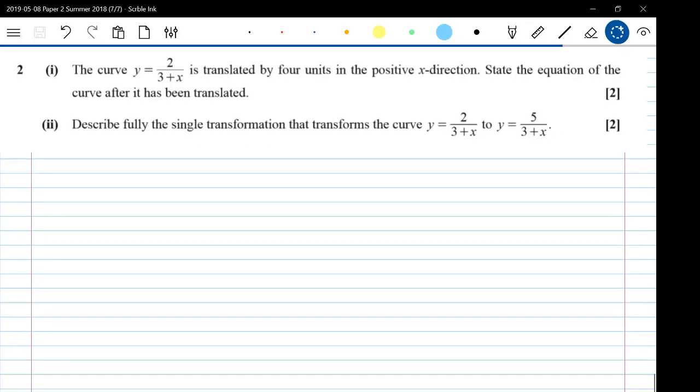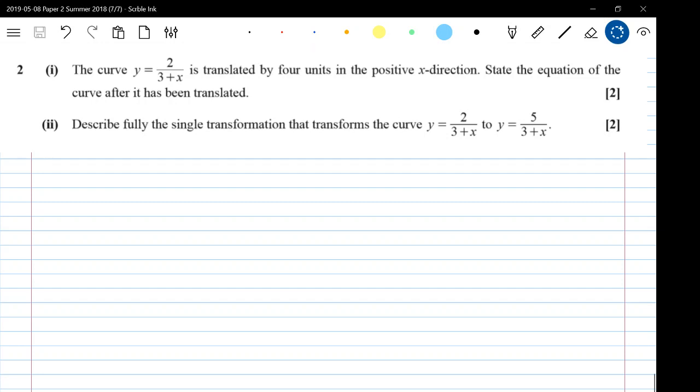So the curve y equals 2 over 3 plus x is translated by 4 units in the positive x direction. State the equation of the curve after it's been translated. We've learnt the translations. They're on our poster on our bedroom wall.